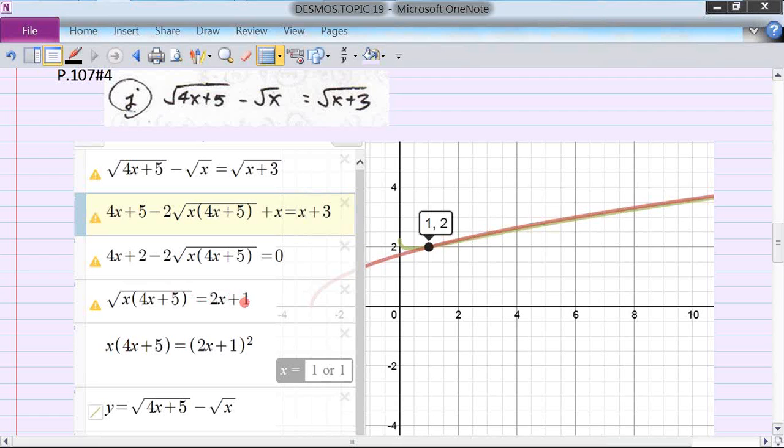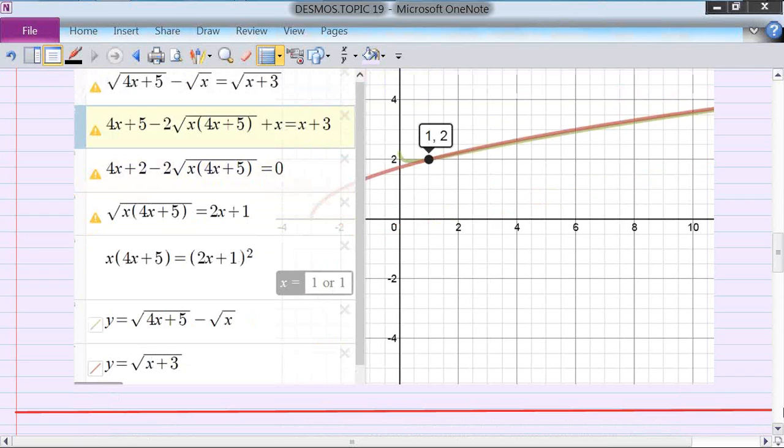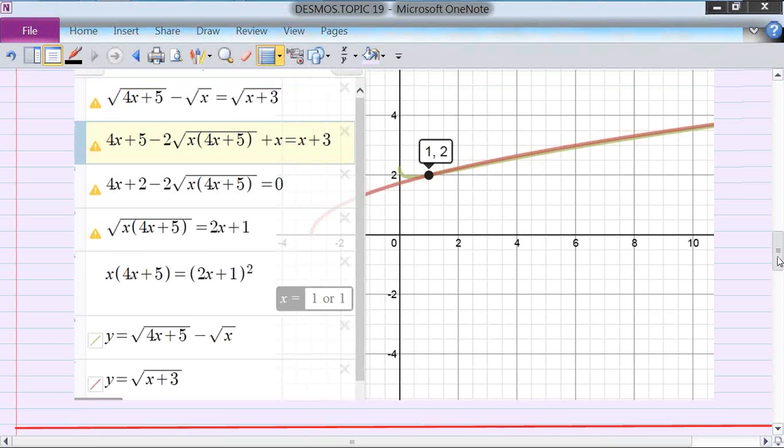I get 2x plus 1. So again, if I square this, I get this, and I square this, I get that. Now I do get a solution. x equals 1. And if you put it back into the equation, you'll see that it works. I've done it by the graph. And so we look over here.